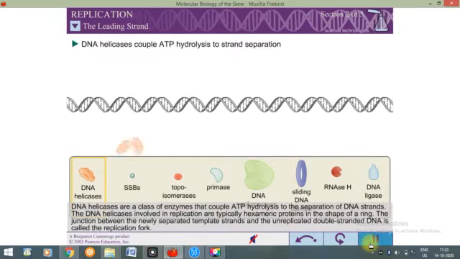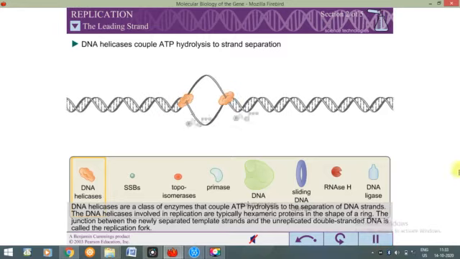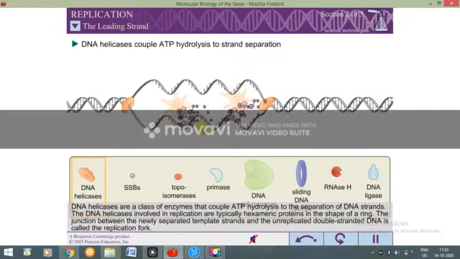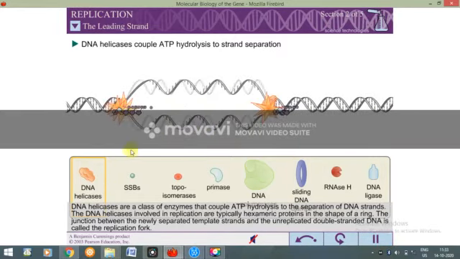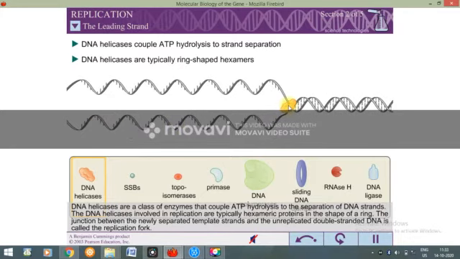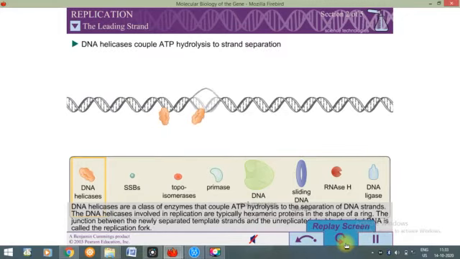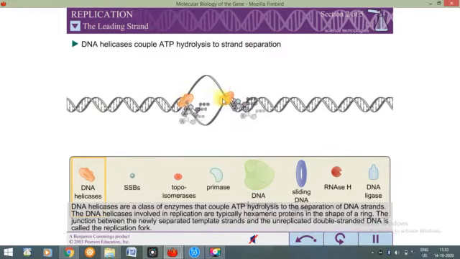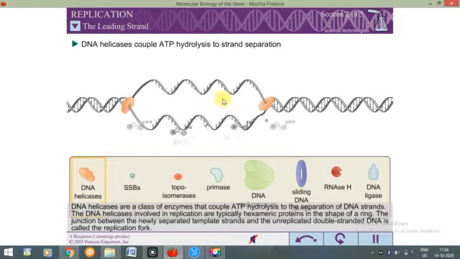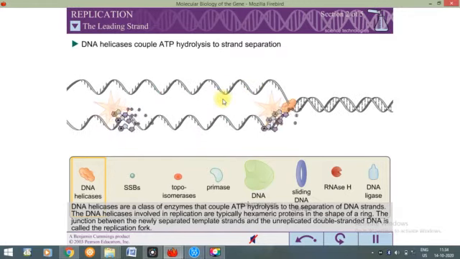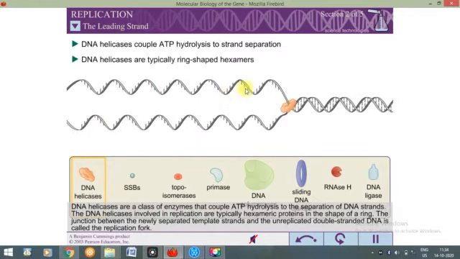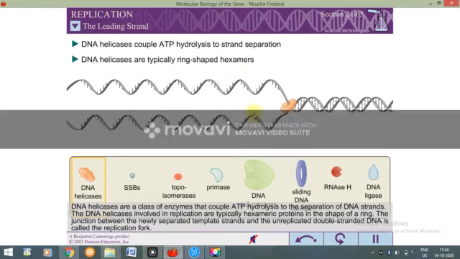Each of them has some specific functions. Let's see. Now this is a double-stranded DNA, and you can see DNA helicase. DNA helicase is unwinding the strands. Let's see it once again. This is the DNA helicase which is binding at these two sides, and it is unwinding or unzipping the double-stranded DNA molecule. As a result of this, you are getting two different single strands. So that was the function of DNA helicase.